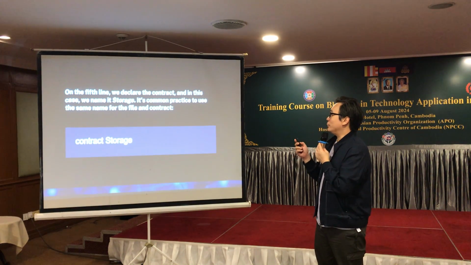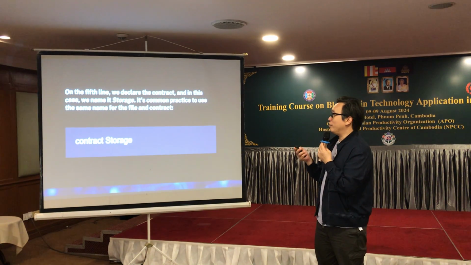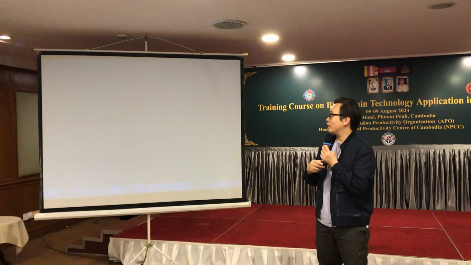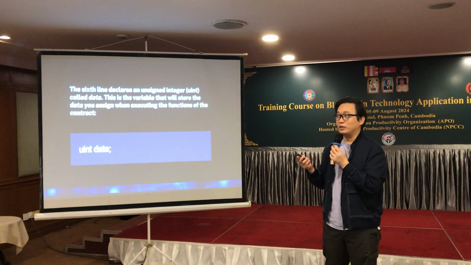On the fifth line, we declare the contract, and in this case we just name it Storage. It's a common practice to use the same name for the file and the contract. On the sixth line, this is what you see, executing the different functions. Just a few lines of code here.